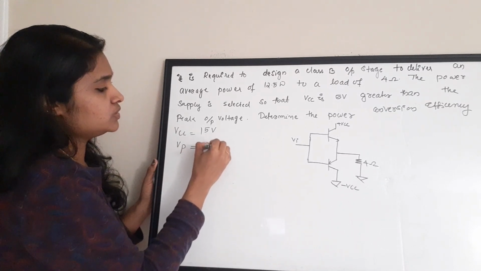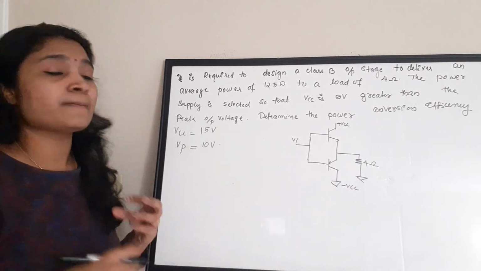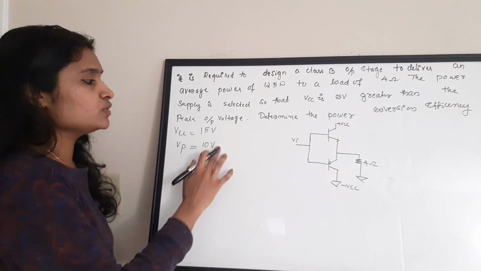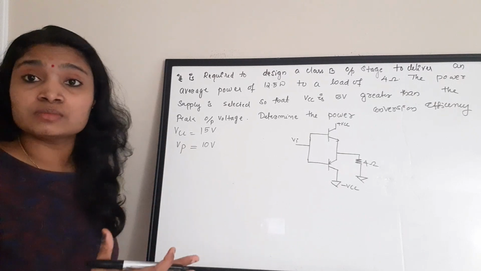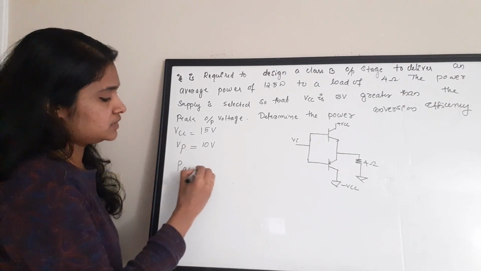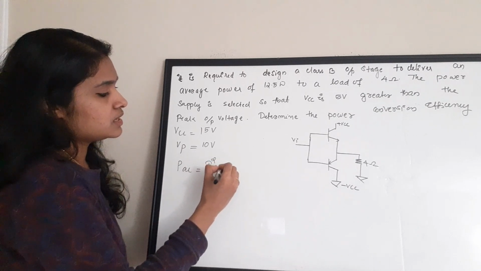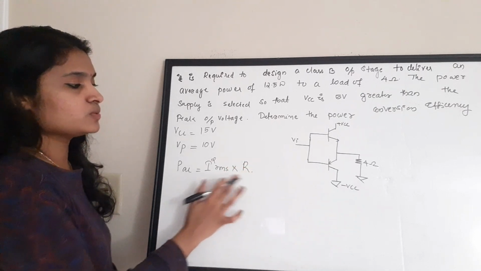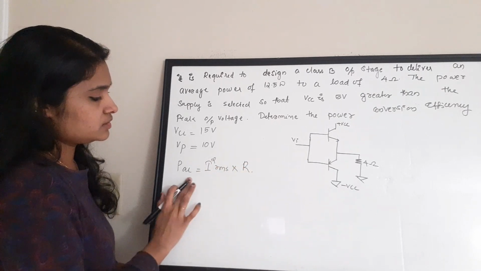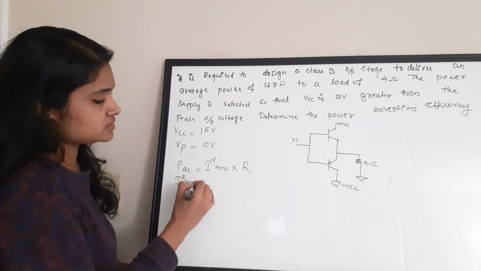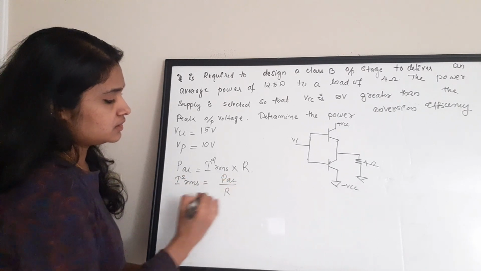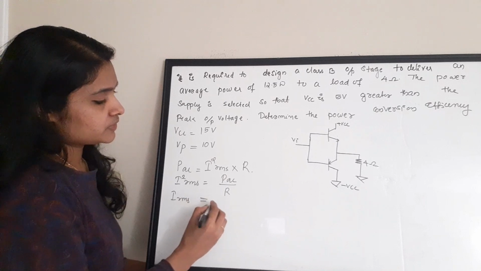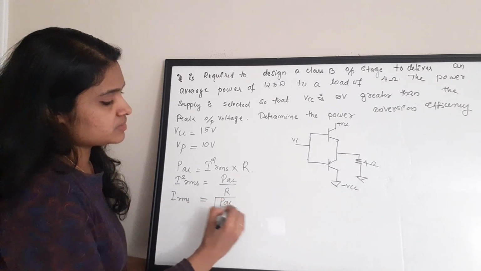It is 15 volt. We have obtained the value for peak output voltage. It is 10 volt. Now we need to find what is the value of peak current. That is, what is the value of peak output current we need to find. Again, we are going to use the power relation in terms of current. PAC, that is output power, is equal to I square RMS into R. That is I square R. So I RMS we need to find. So I square RMS is equal to PAC by R. So we'll get I RMS is equal to square root of PAC by R.